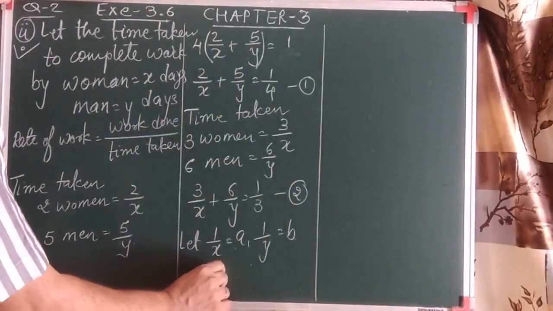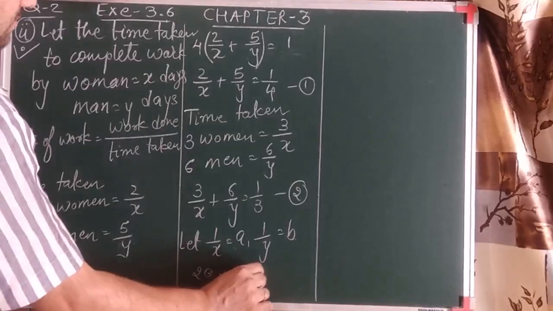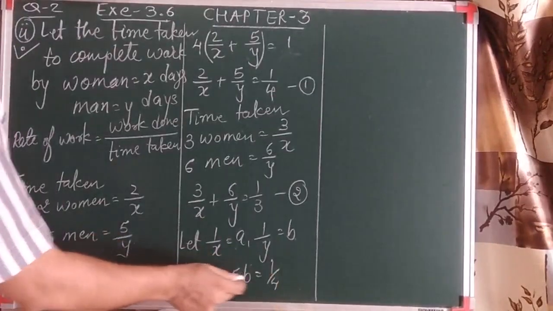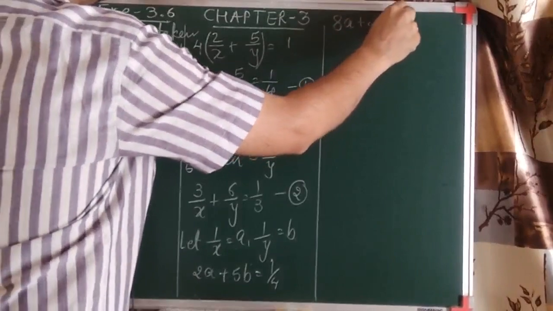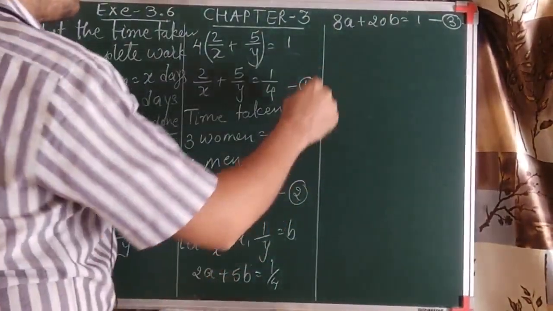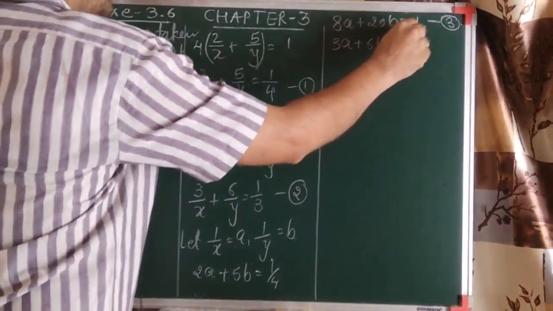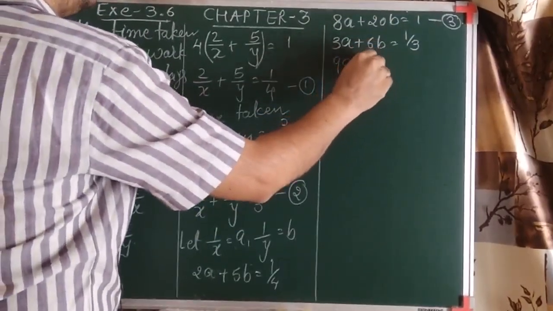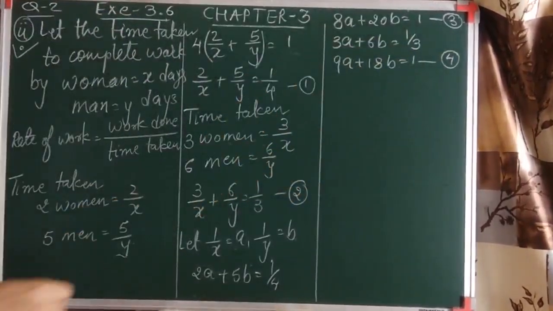So the first equation when we substitute, we obtain 2a plus 5b is 1/4. As the fraction is not acceptable, so we should multiply 4 with both the terms. So we will get 8a plus 20b is equals to 1. This is the equation number 3 I obtained. Let us do the same from equation 2. I'll get 3a plus 6b is equals to 1/3. Again the fraction is not acceptable, so 9a plus 18b is equals to 1. This is again I have taken the LCM and I have multiplied.